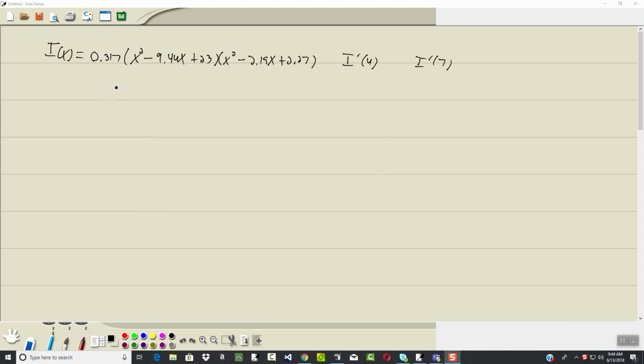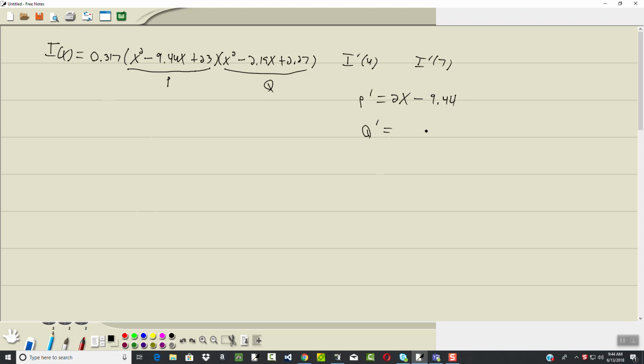Okay, to find the derivative of this, I'm going to use the product rule. And this will be P, and this will be Q. So P prime, the derivative of x squared is 2x, minus, and the derivative of 9.44x, you just drop the x off. So we've got 9.44, and the 23 drops away.